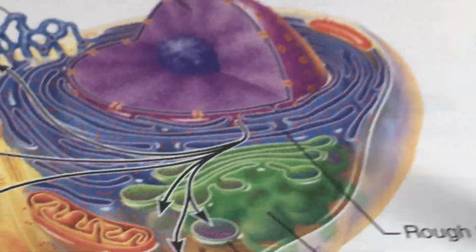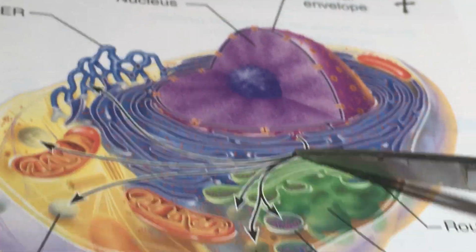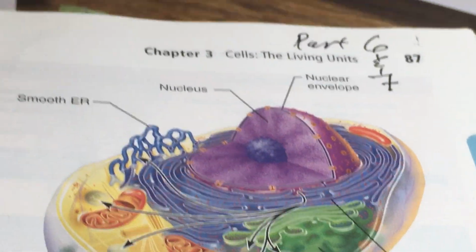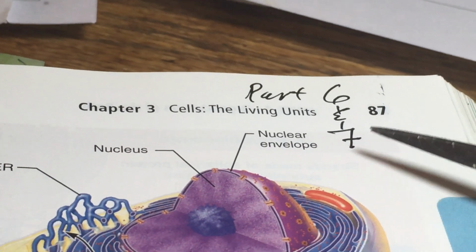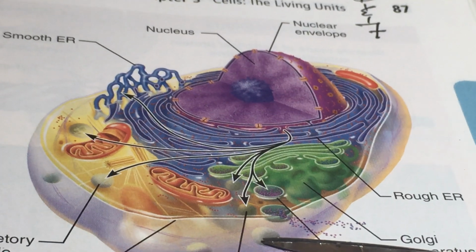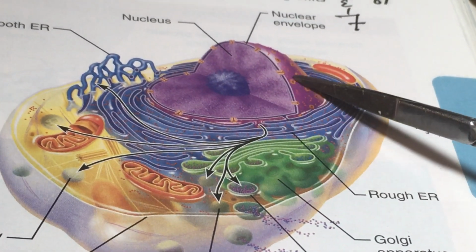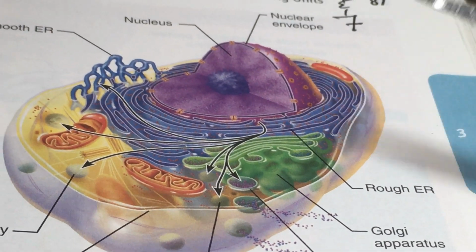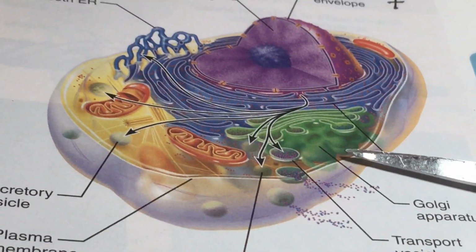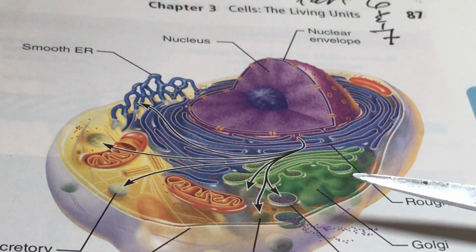Okay, so we're going to start here with the central figure of our standardized cell, this is part 7, page 87. There's a number of organelles that I'm going to get to, but first I'm going to begin with the central organelle right here.